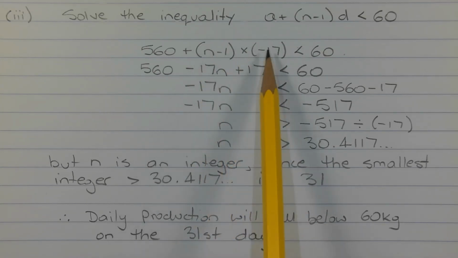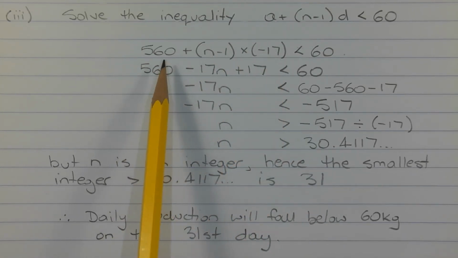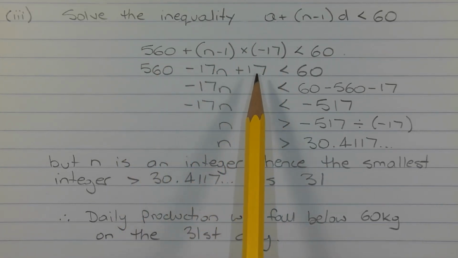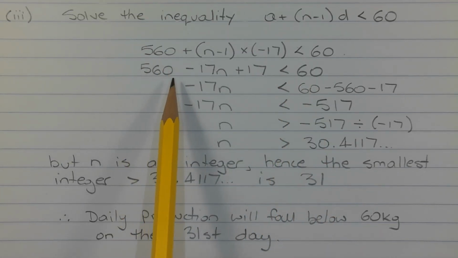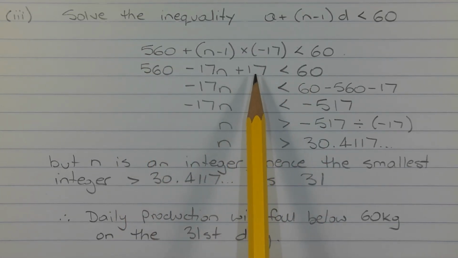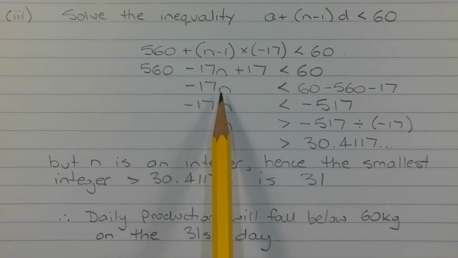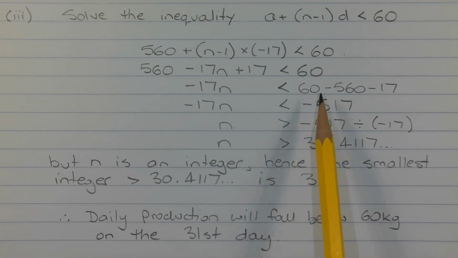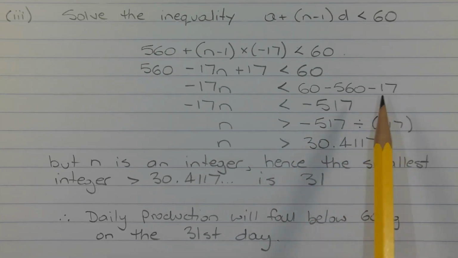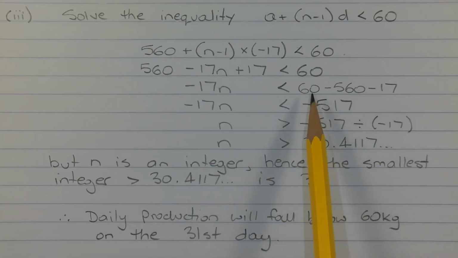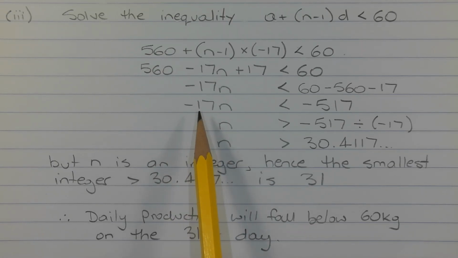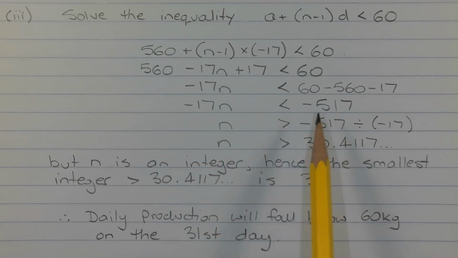Expanding the brackets on the left-hand side, we get 560 minus 17n plus 17 is less than 60. Moving the 560 and the plus 17 from the left-hand side over to the right-hand side, we get negative 17n is less than 60 minus 560 minus 17. So collecting the like terms, we get negative 17n is less than negative 517.